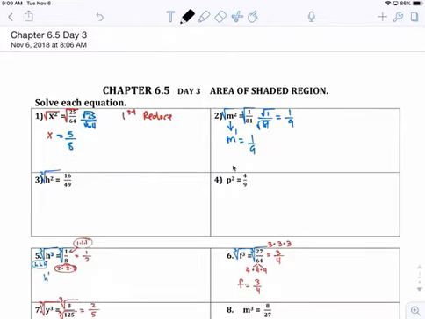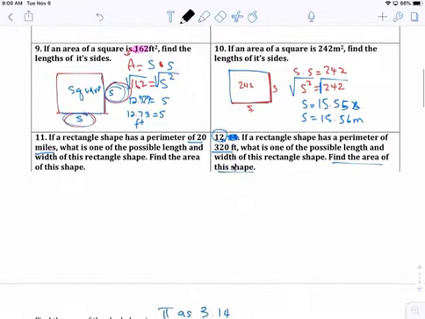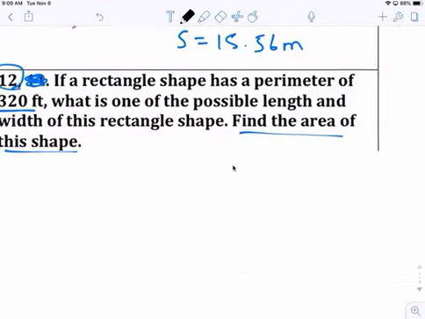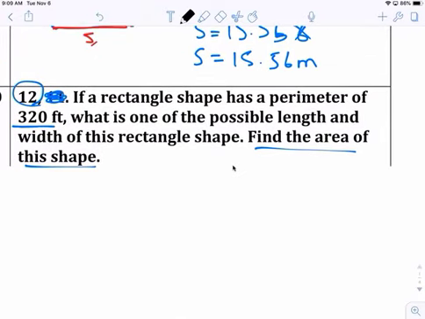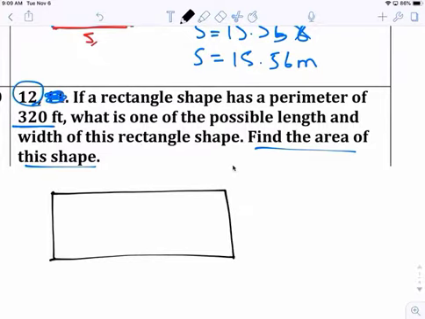Your homework. We finished this in class in the front. How do you do this on your own? Find the perimeter. Okay, well, let's see. The perimeter is this, so numbers that add up to that.